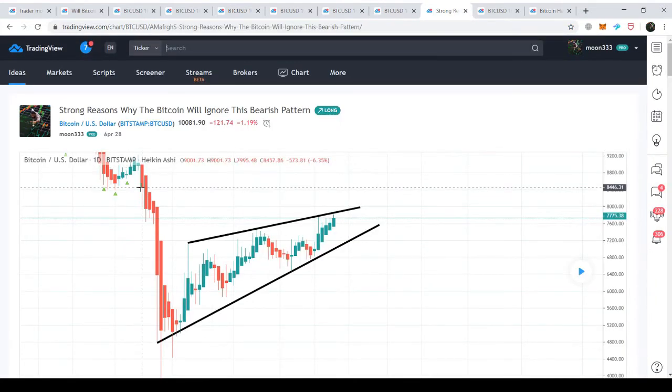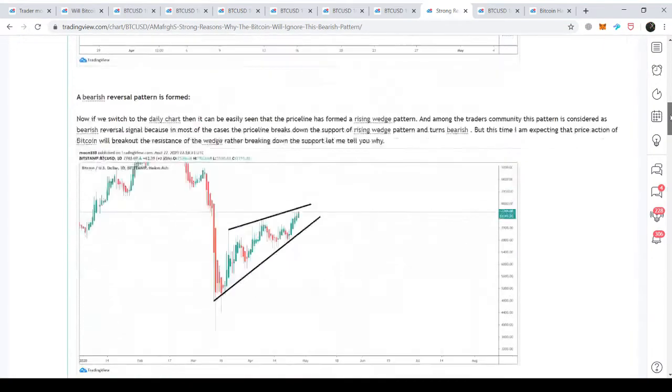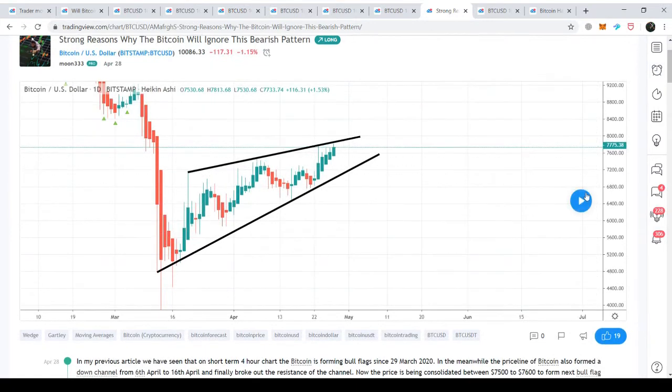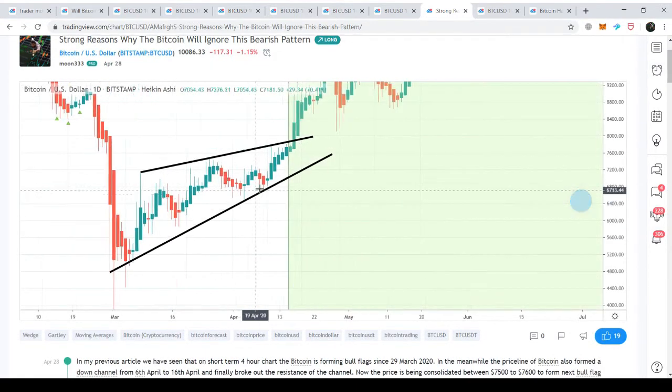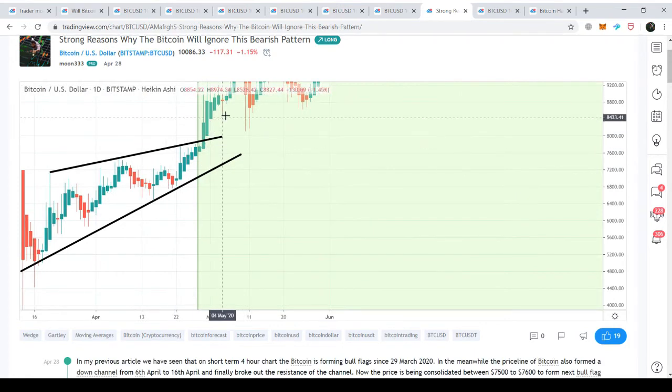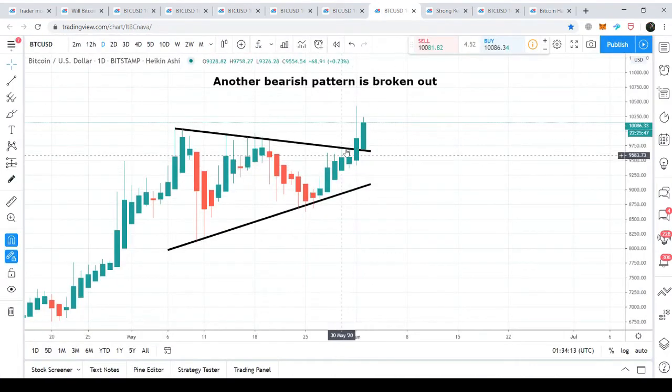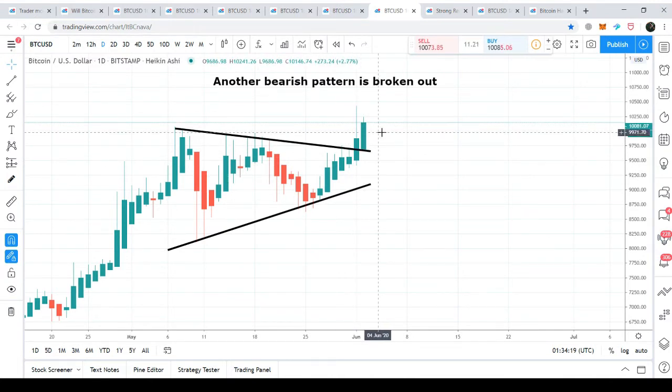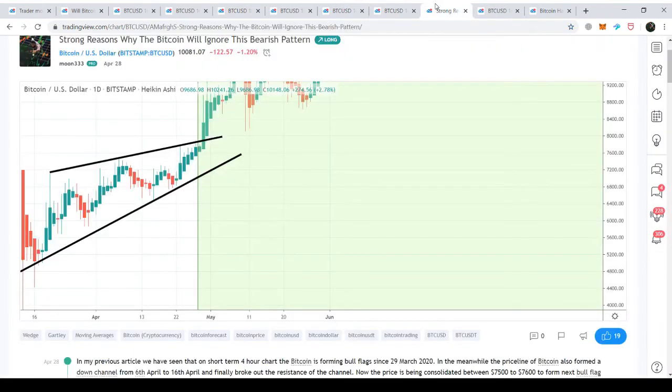Before that, we had such a pattern formed back on April 28 when I published this chart, and we can see that at that time I predicted strong reasons why Bitcoin will ignore this bearish pattern, and I mentioned several reasons for that. I'm just playing this chart, and we can see that at that time the price action also broke out of this bearish chart pattern, like it is again breaking out. So this is a very strong bullish signal that Bitcoin is ignoring all the bearish chart patterns that are being formed on the daily chart.